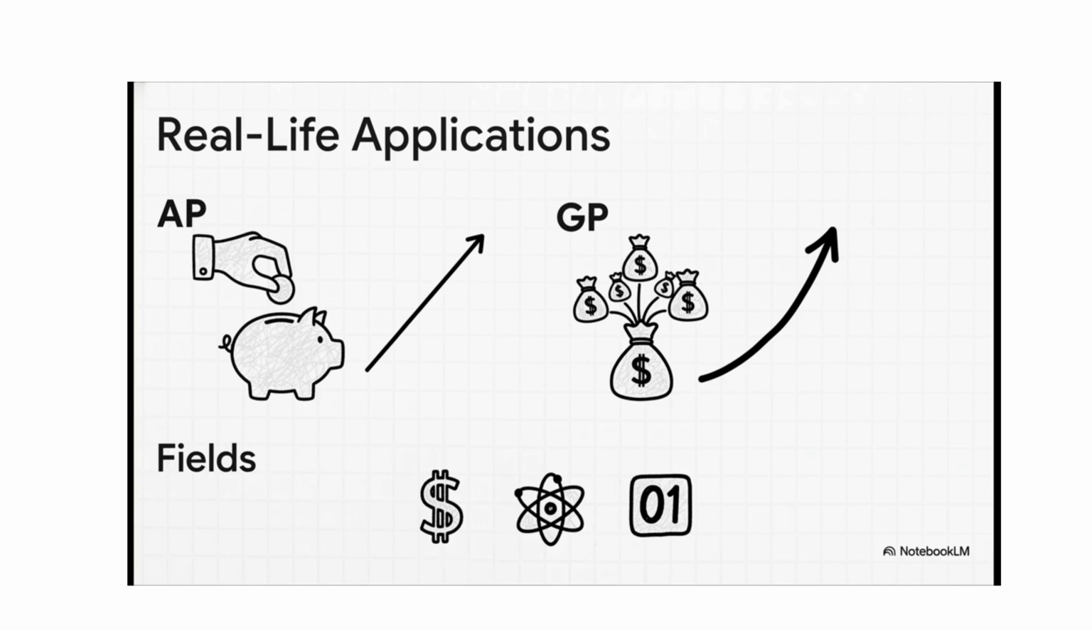So where do these straight lines and sharp curves actually show up in your life? Well, an AP is kind of like putting the exact same amount of cash into your savings account every single month. A GP, on the other hand, that's the magic of compound interest working on that money. It's also how we model things like population growth. These patterns are totally fundamental in fields like finance, physics, and even computer science.